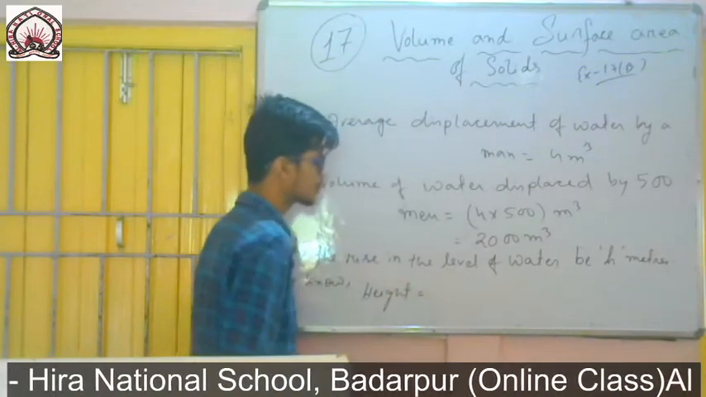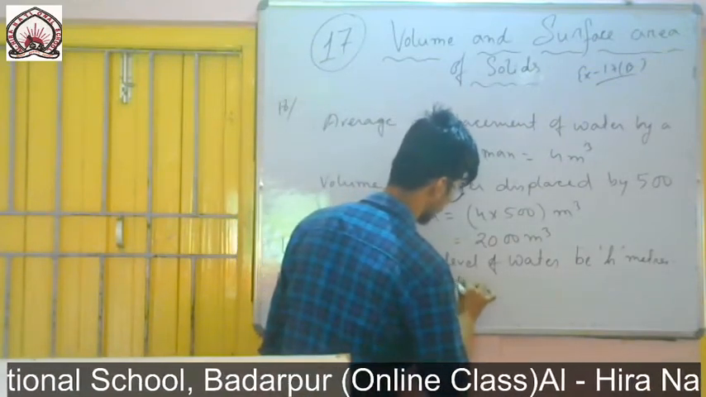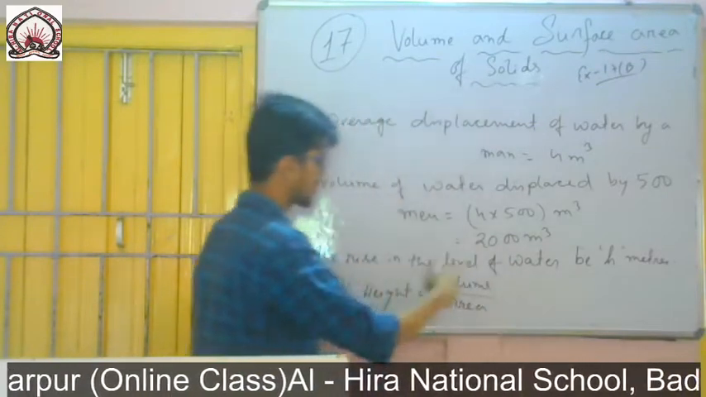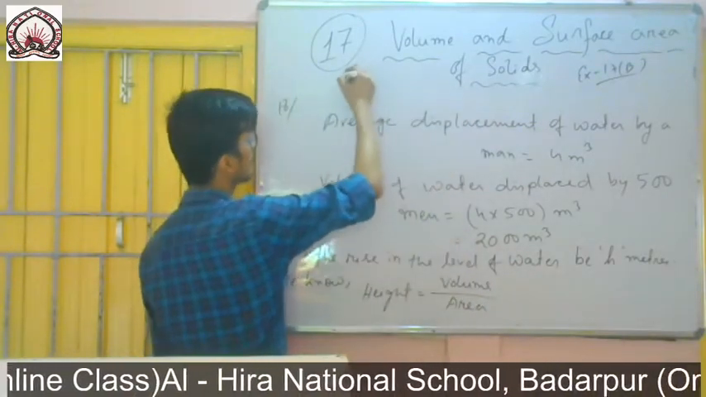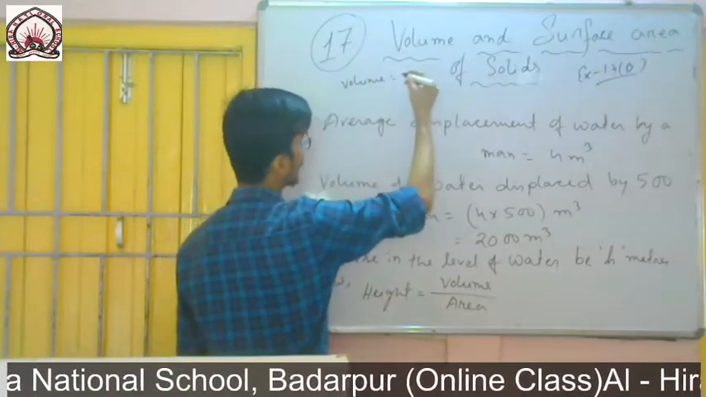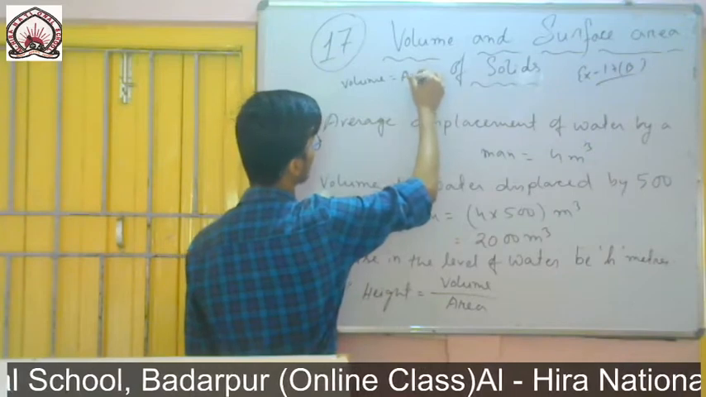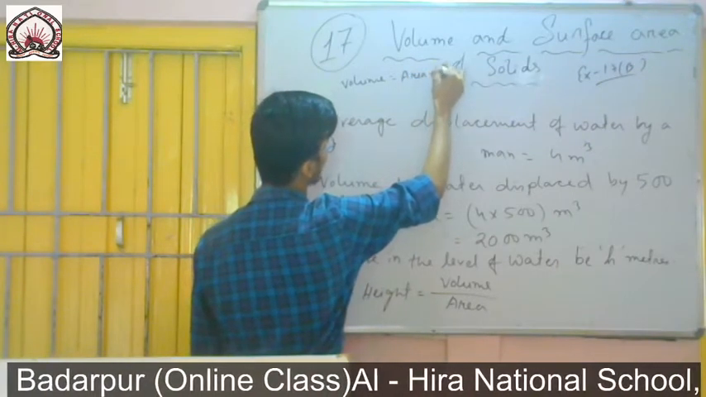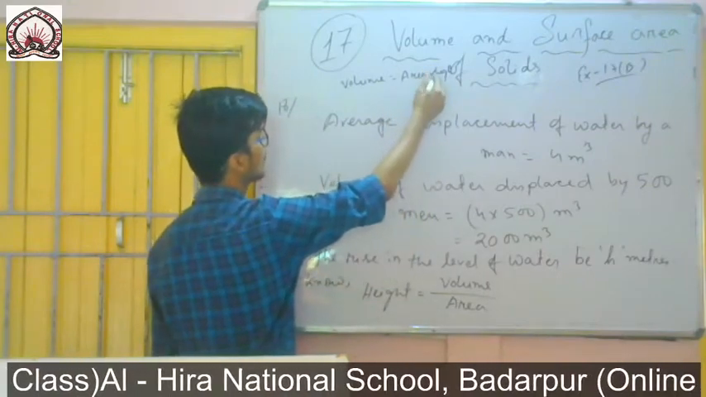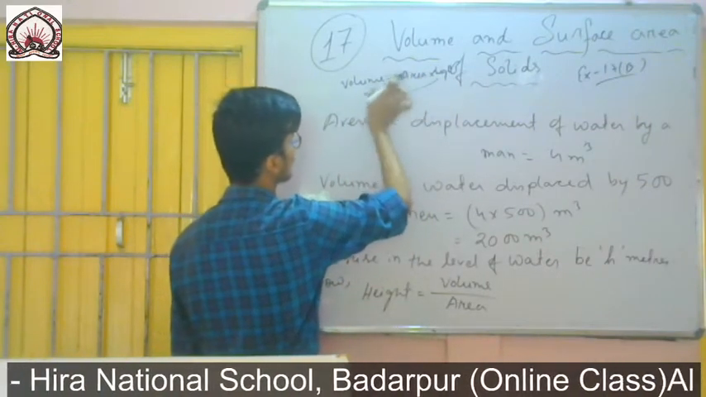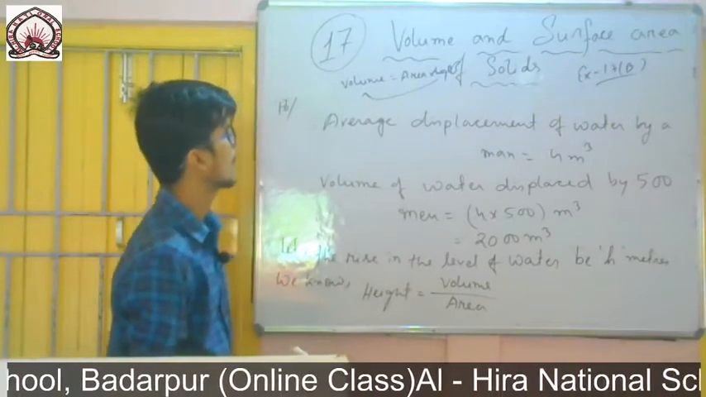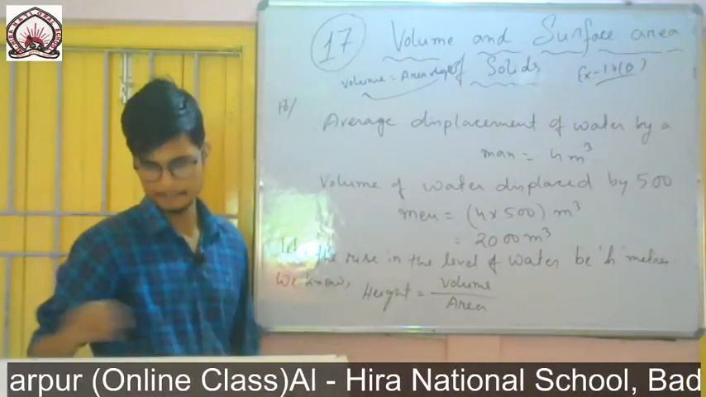So we know height is equal to volume by area. Or if you want, you can write one more line like this: volume equals area into height, then you can convert it to this one. If you want, you can write one more line, then you take height to this side, then area will come here, same thing.